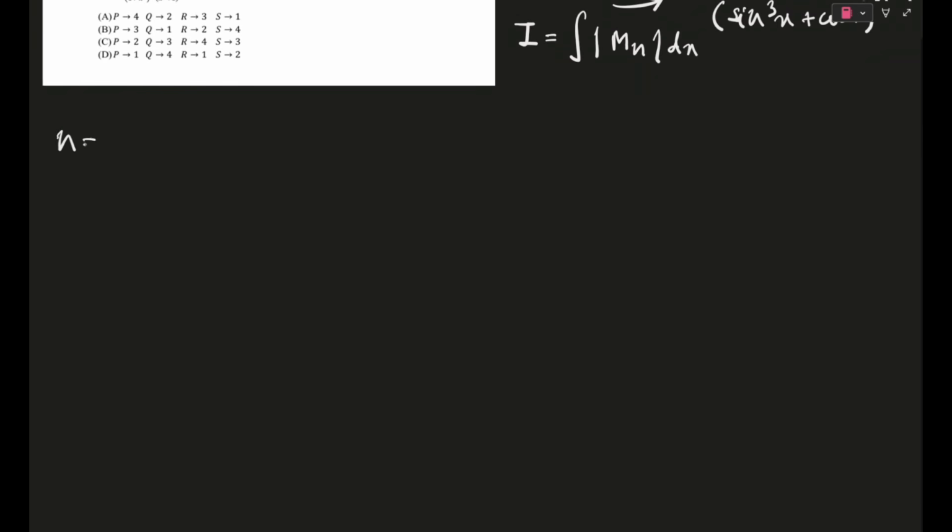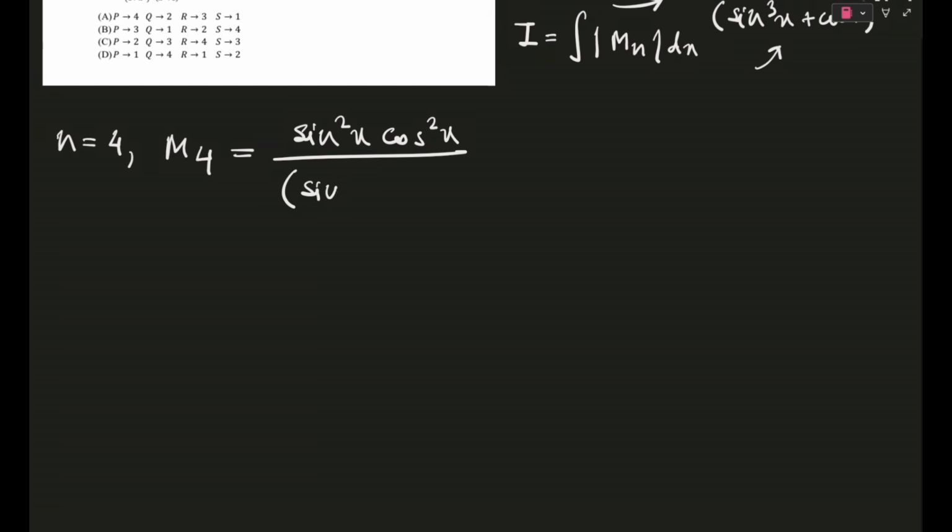For n equals 4, m4 is the thing that we have to find. There was an n minus 4 power here, so m4 would make this sine square x cos square x whole divided by sine cube x plus cos cube x, I'm sorry, whole square. And we were supposed to integrate this thing, integral m4 dx.